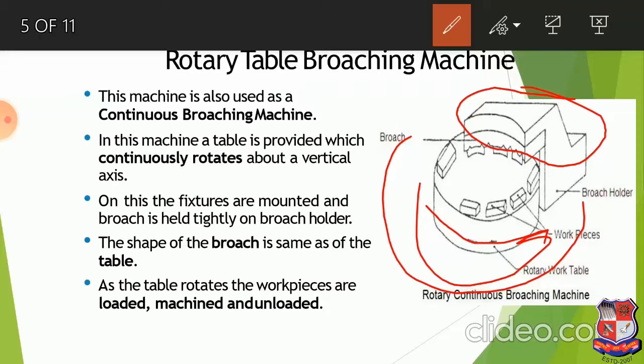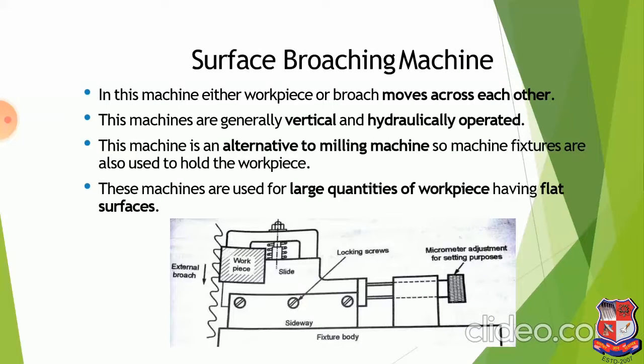Here also you can produce a large amount of workpieces, or you can use it for mass production, right? Here you can produce whatever kind of shape you want, but for that you will require that shape of broach also, right? So basically that is a rotary table broaching machine. Let us move further. This is a surface broaching machine.